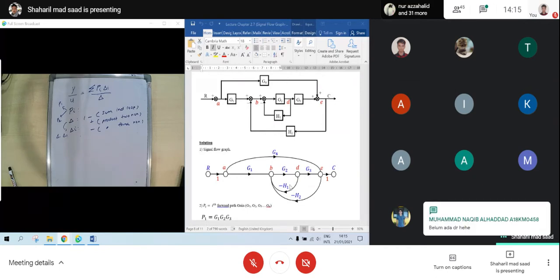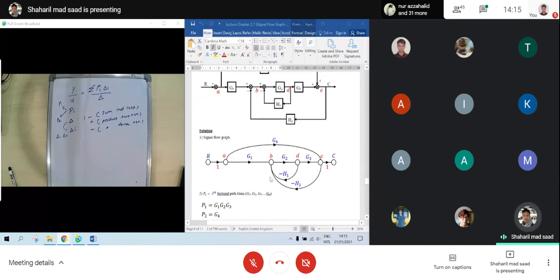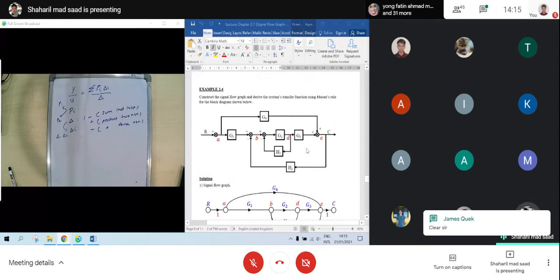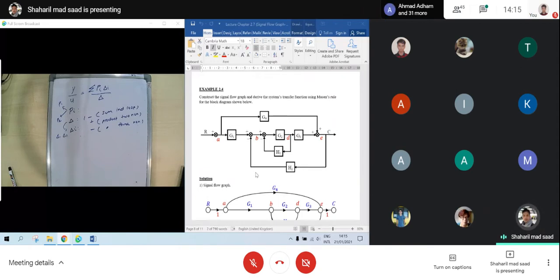Okay, good. Look at the example. Signal flow graph will carry a lot of marks, and I think it will be quite difficult, so you need to be careful. If you have time, maybe you can do the block diagram manipulation, or you can split it with your friends. Some of your friends do the block diagram manipulation, and then you can compare your answers.